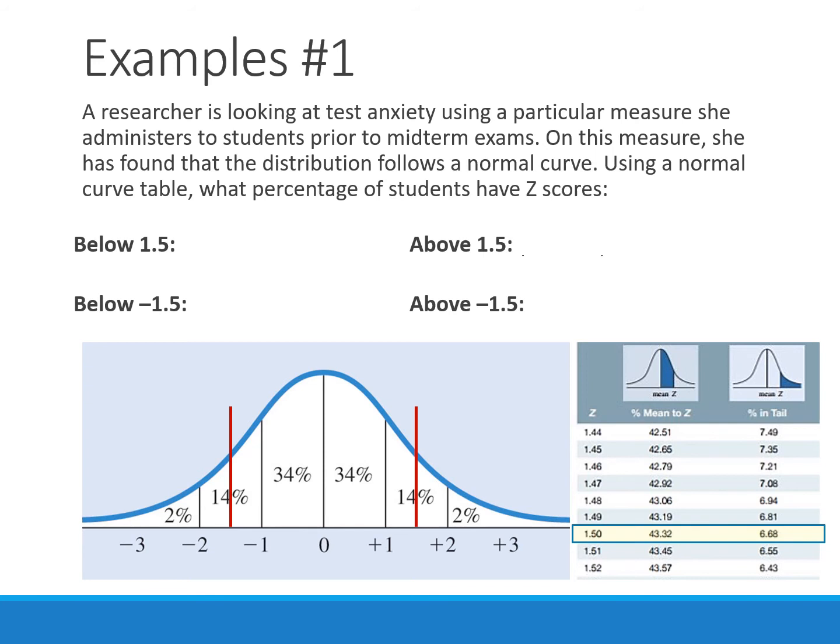On this measure, she has found that the distribution follows a normal curve. Using a normal curve table, what percentage of students have z-scores below 1.5, above 1.5, below negative 1.5, and above negative 1.5? So I've given you our normal curve, and I have marked the 1.5 for negative 1.5 and positive 1.5. I've also highlighted the part on our table of the 1.5.